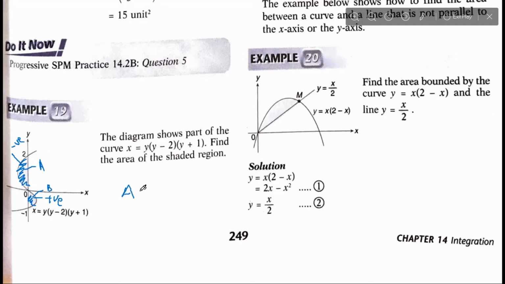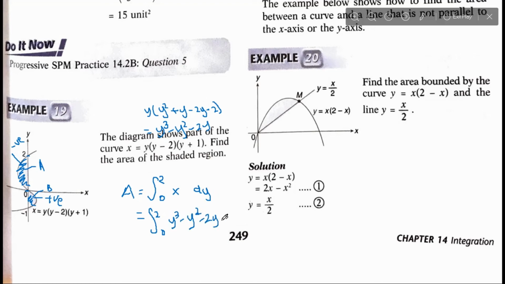To find the area of A, we integrate from 0 to 2. This is in terms of y, because we use the y coordinates here. So in the middle we have to put x. So it equals the integral from 0 to 2 of x dy. We can expand this: y squared plus y minus 2y minus 2, so you have y cubed. Y minus 2y is negative y, so negative y squared minus 2y. We copy it down here: y cubed minus y squared minus 2y, in terms of y.